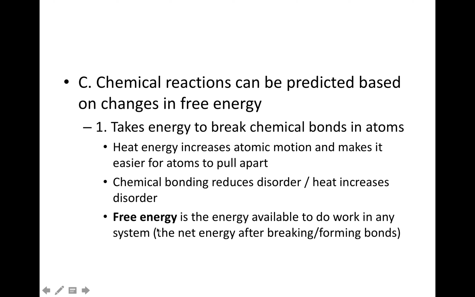I'm going to throw in another vocab term here, free energy. Free energy is the energy available to do work in any system. Basically, it's the net energy after you break or form bonds. It's whatever's left.